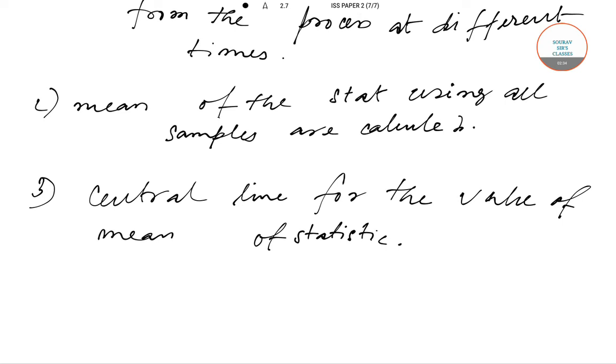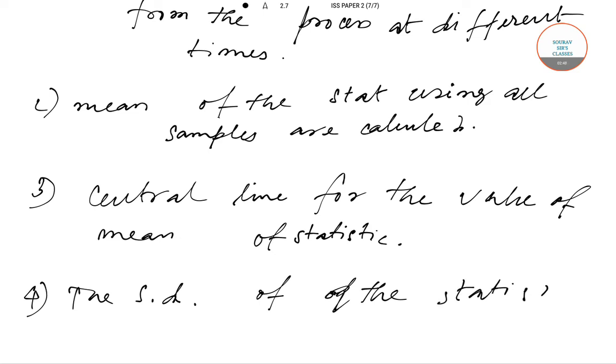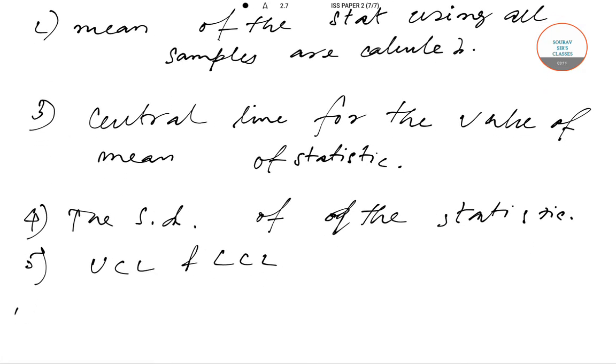Then there will be a standard deviation, the SD of the statistic, which is also to be calculated from the sample. There are upper and lower control limits. I already told about upper and lower control limits in the previous video of SPC, UCL and LCL. There are upper and lower warning or control limits.